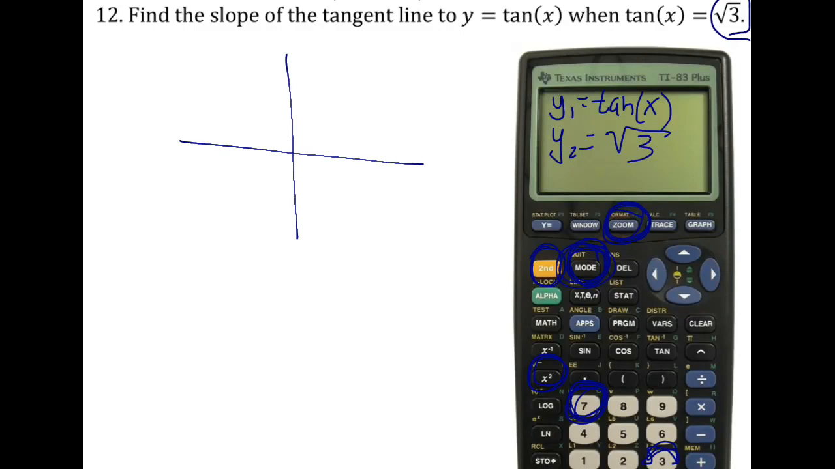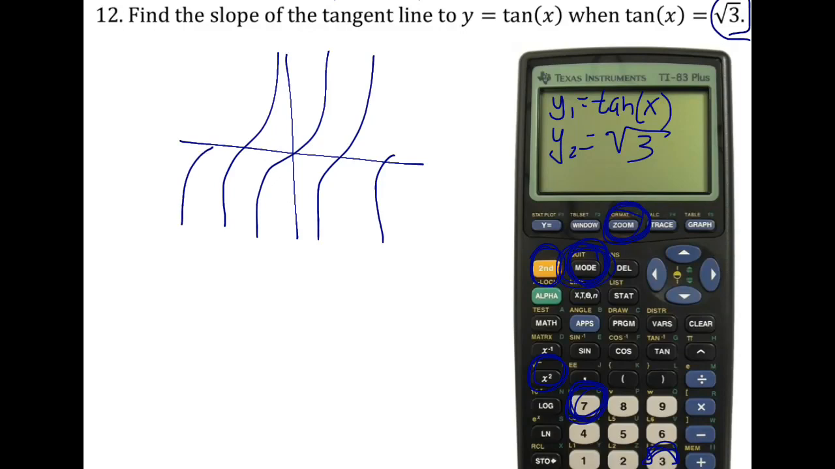So do that, and you should get a graph that looks like this, I think, unless I'm messing something up. It's going to look a lot like that. Okay, so it's going to look like that, and it's going to graph the line y equals the square root of 3, which is going to cut across your graph about there.